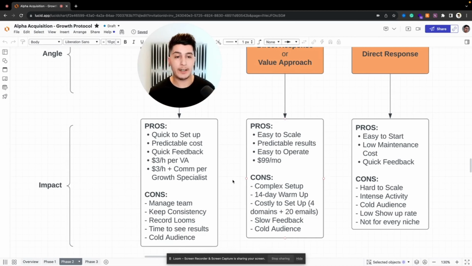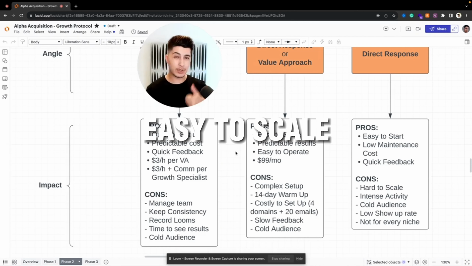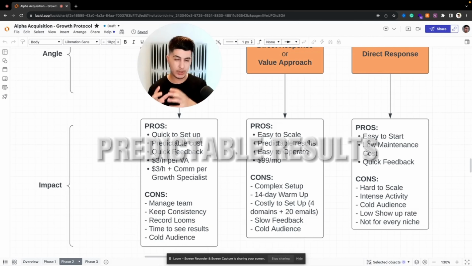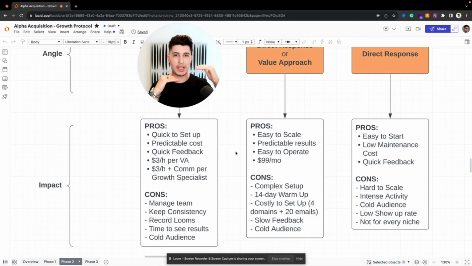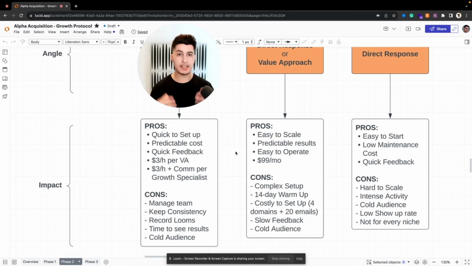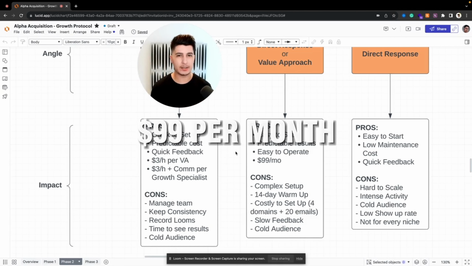For example, with mass email, when it comes to the pros, it's easy to scale. It's a couple of buttons and more domains to get you from 1,000 emails a day to 2,000 or 3,000 emails a day. The results are predictable because it's easy to keep up with the KPIs, since it's not a team, it's software. It's easy to operate, so you don't need as big a team as you would for other solutions. Usually, maintenance-wise, it would cost you around $99 a month.